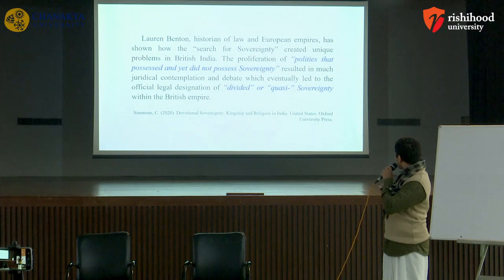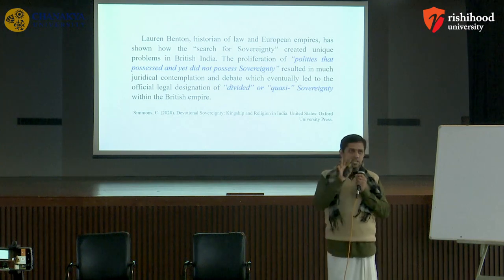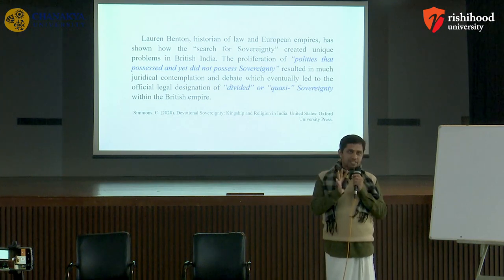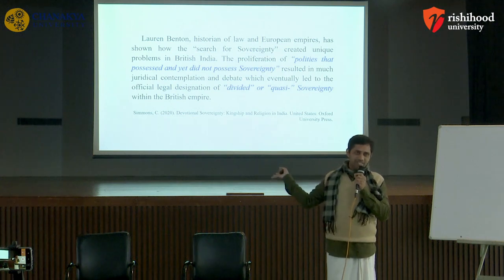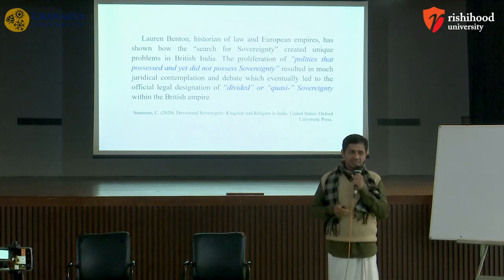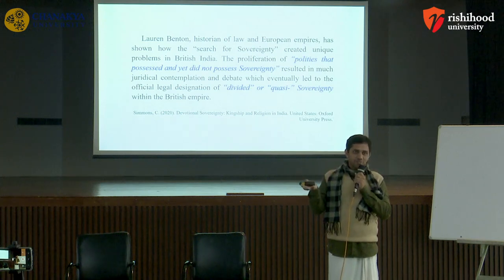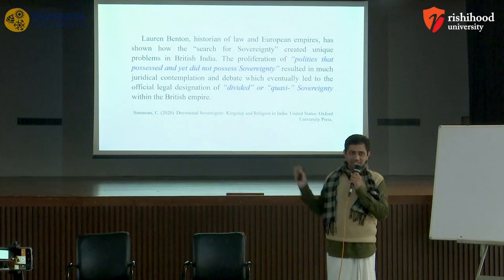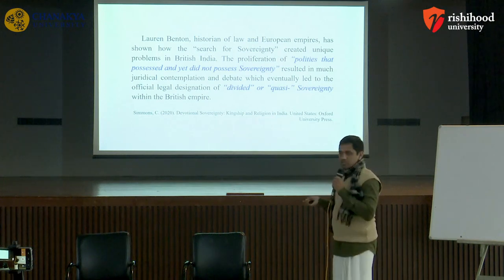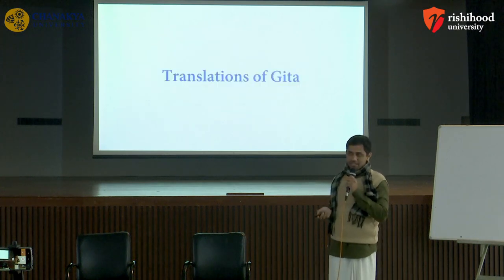So they used words like divided sovereignty and quasi-sovereignty, even in the 18th century. So it's very difficult to say the concept of sovereignty existed in Arthashastra, and till the 18th century it was not there. But whoever translated or discussed Arthashastra found that this concept exists in it. And they did translations, and they wrote many books on ancient Indian politics based on these translations. So this is one example from Arthashastra. I will take another example from the Bhagavad Gita.